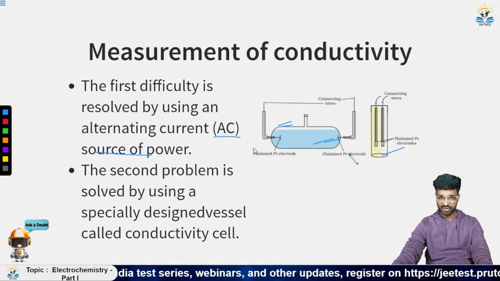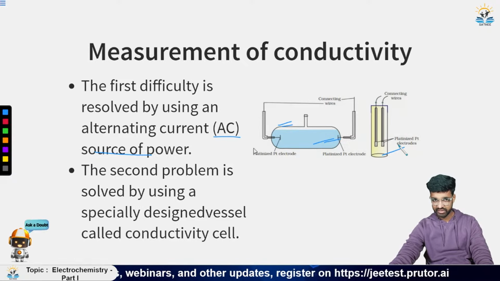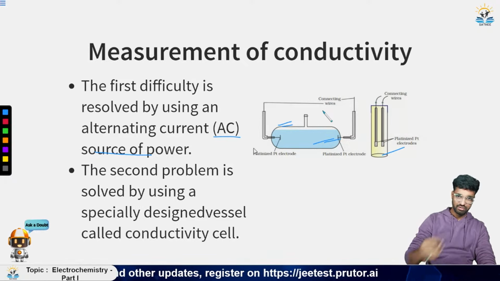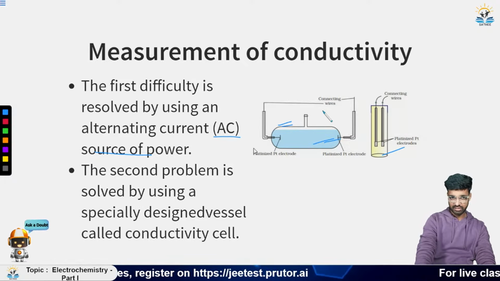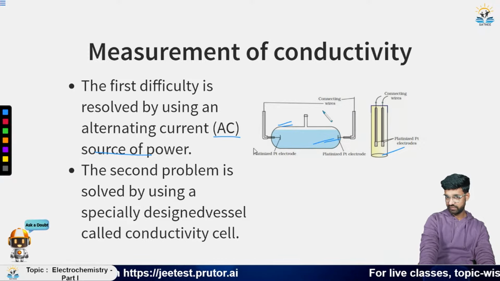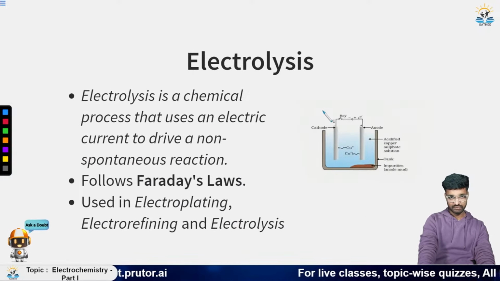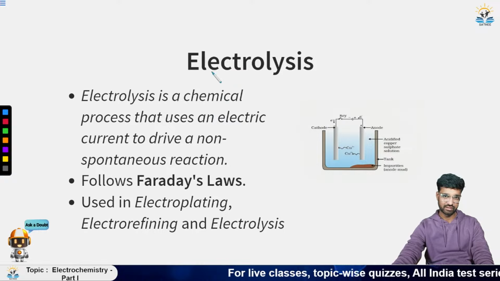This one has a platinum wire, and the same one has a platinum wire here also. So this is how the measurement of conductivity takes place. Now the next topic is electrolysis.